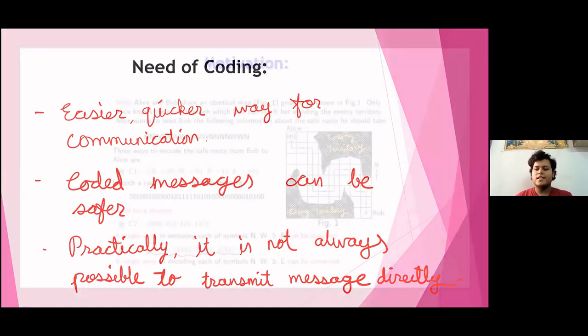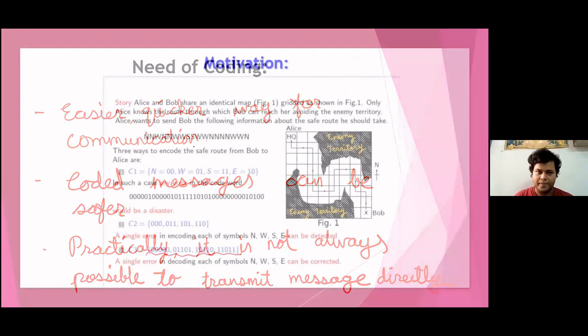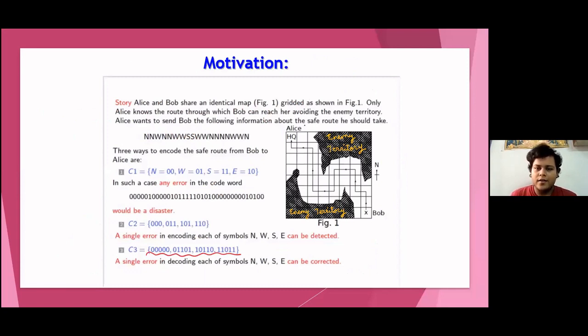Okay, so let us see now the motivation behind the coding, error decoding, etc. Say Alice and Bob are two army officers. Alice is sitting at the headquarters and Bob is in the warfield. Bob wants to reach the headquarters. Alice and Bob both have the same identical map, but only Alice knows the safe route to reach the headquarters without entering the enemy territories. The region marked with black is the enemy territory.